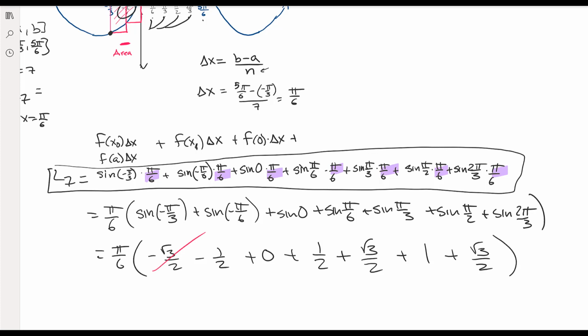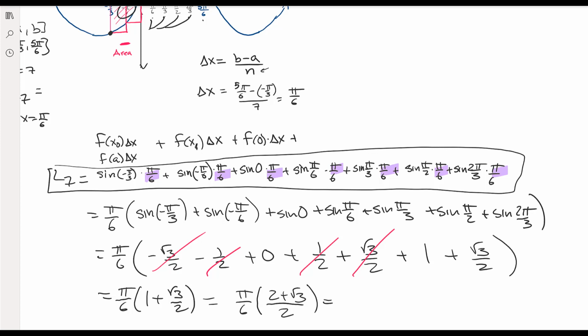As we can see, those terms go away, and it looks like we're just going to end up with an exact answer of pi over 6 times 1 plus root 3 over 2. That's pi over 6 times 2 plus root 3 all over 2, bringing it in. That's pi times 2 plus root 3 all over 12.